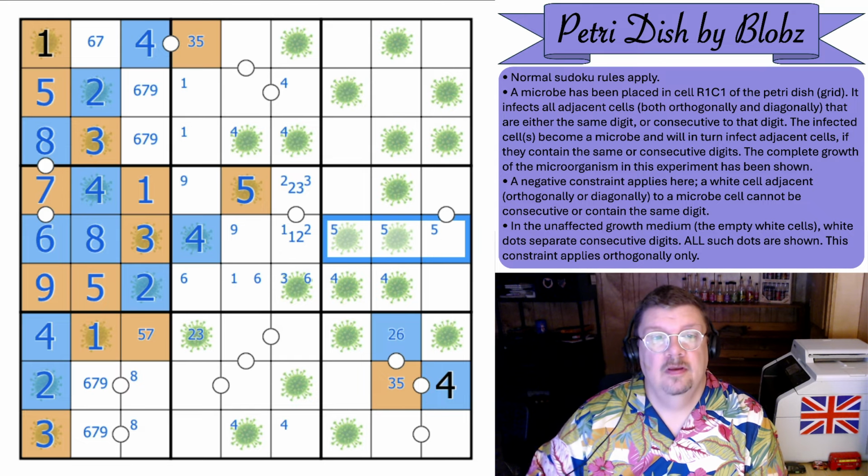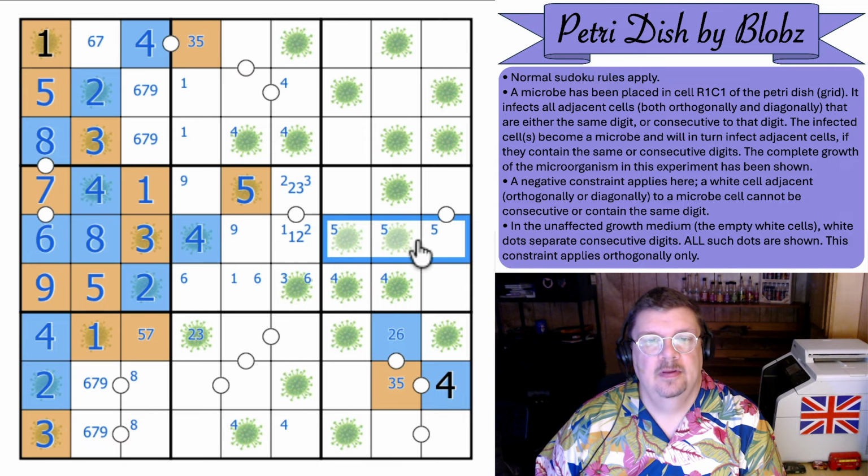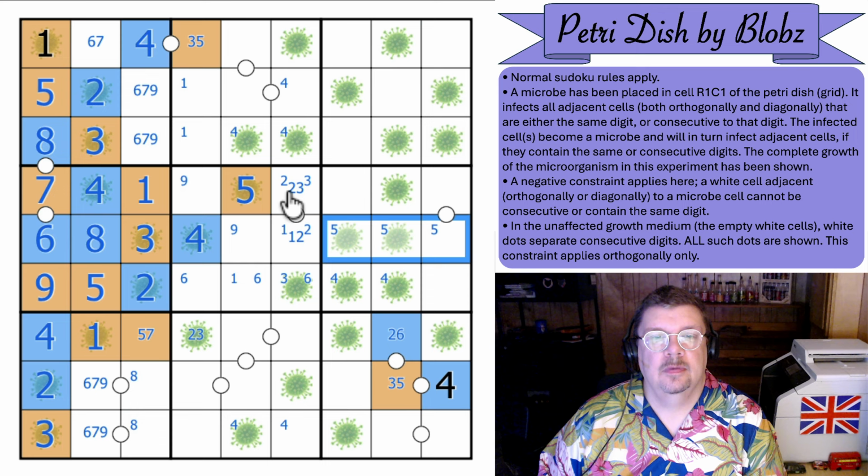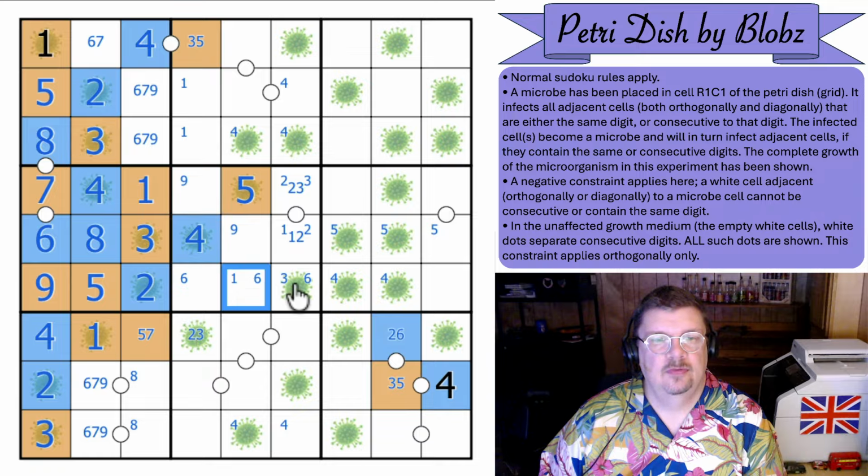Right. 5 is in one of those. Let's just put that in so I can feel like I'm making some progress. This is kind of tricky. 7 can't go there. 7 can't go there because it would definitely be next to a 6.